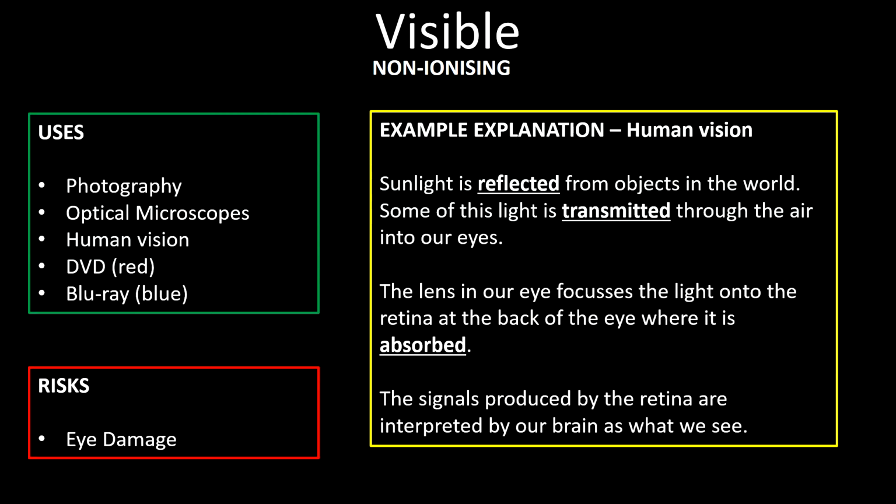Important to note here that if you want to detect radiation, you have to absorb it. So the retina is a detector. It tells us where the radiation is coming from and what sort of radiation it is, what colour. And in order to do that, it needs to be absorbed.